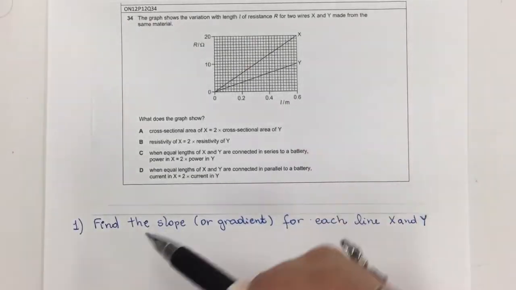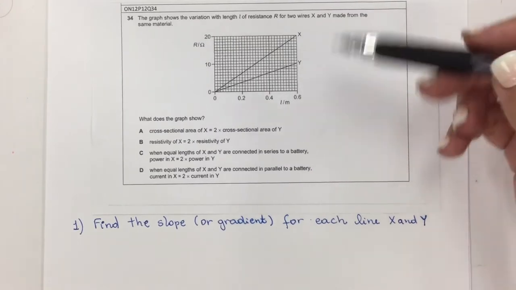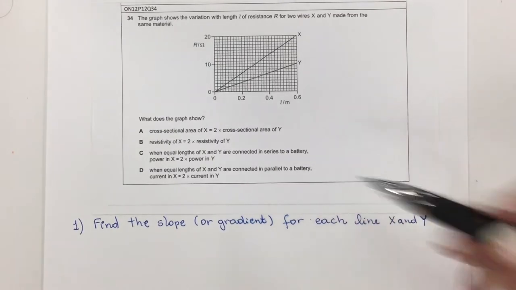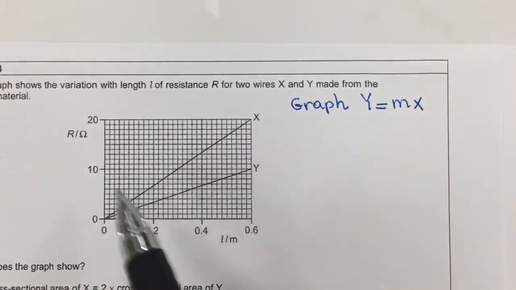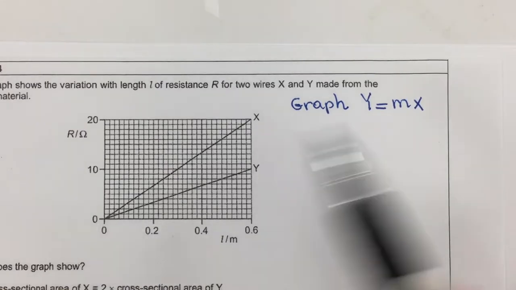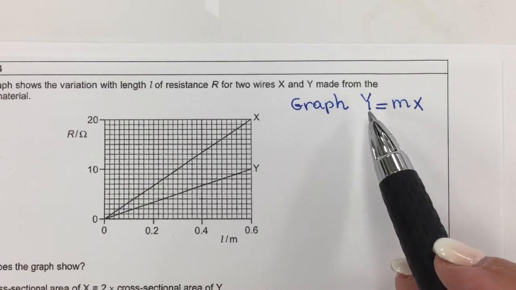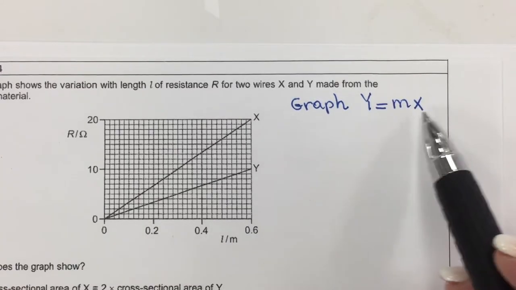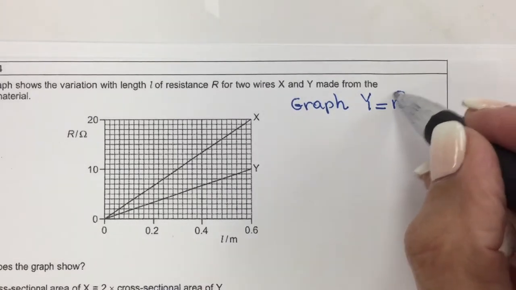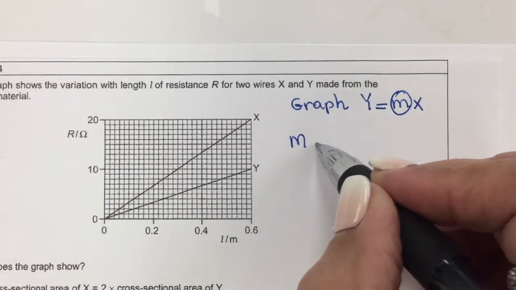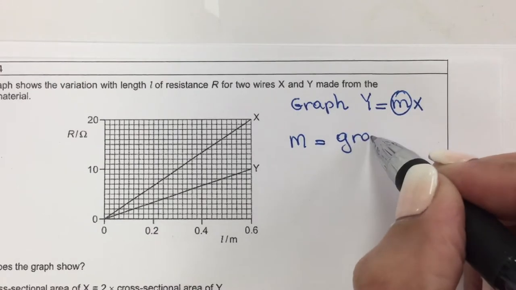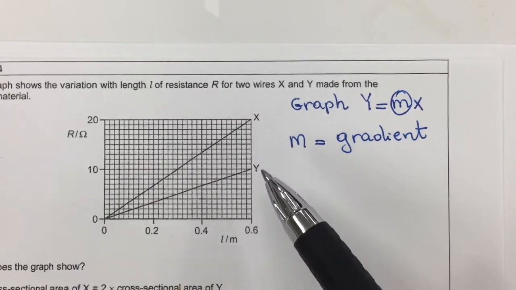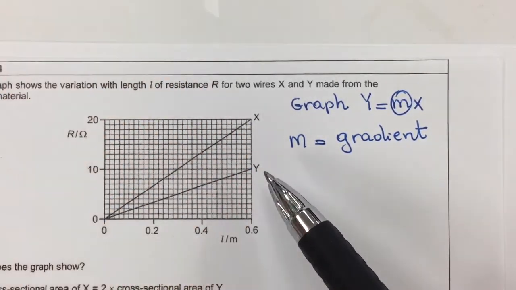A good strategy is to find the slope or gradient for each line, X and Y, before going over the answers. Both lines pass through the origin, so I can say the function could be written in this format, y is equal to mx. This m here is the gradient, or how steep the line is.